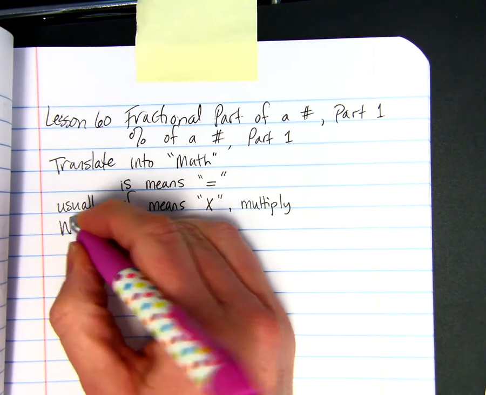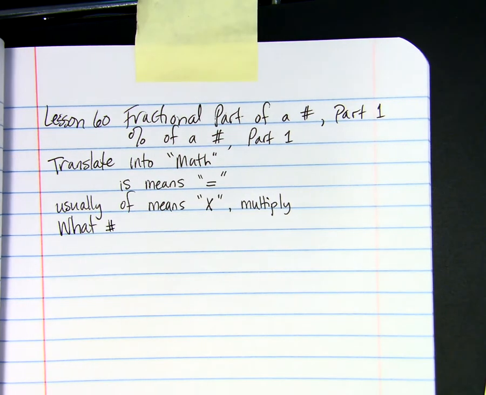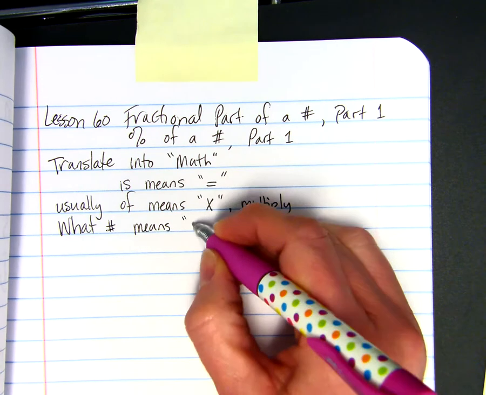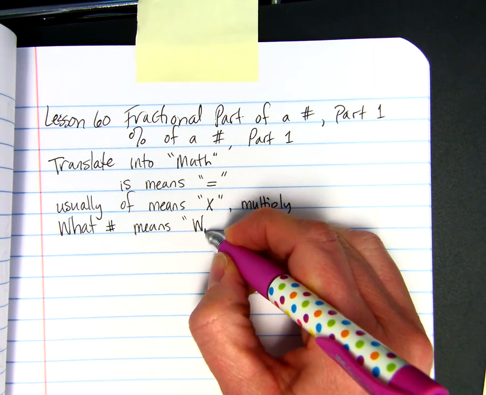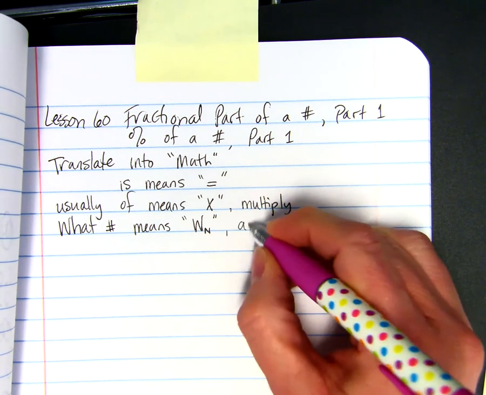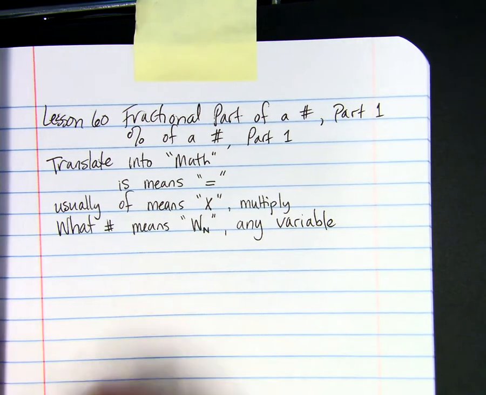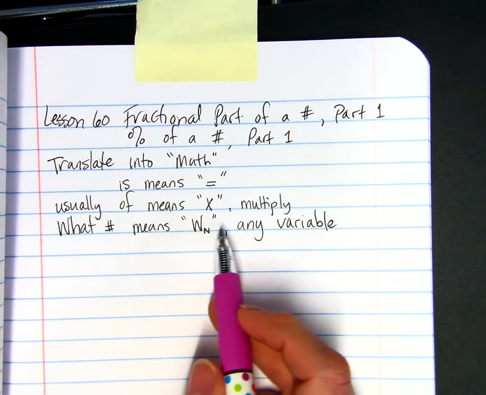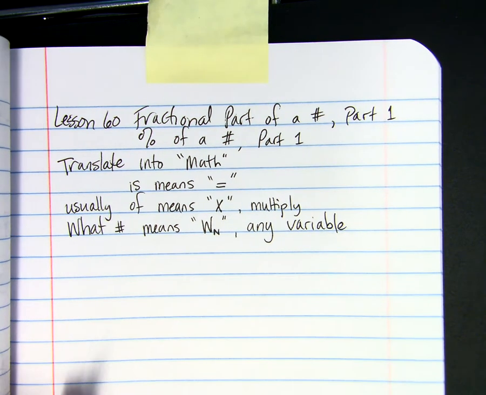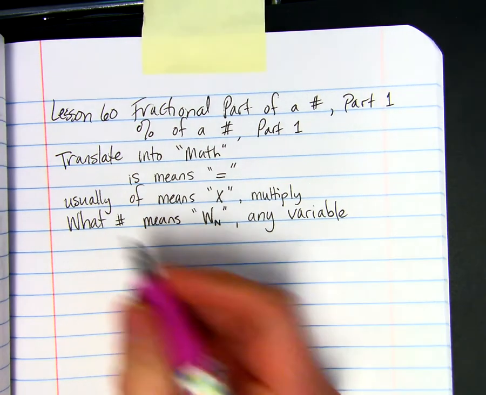If you're reading your story problem and it says what number, it means we're going to put a W sub n, or you could use any variable. Again, a variable is a letter, but we're going to put W sub n so we know we're talking about what number. So we're going to do some examples and then how to translate it and actually solve.